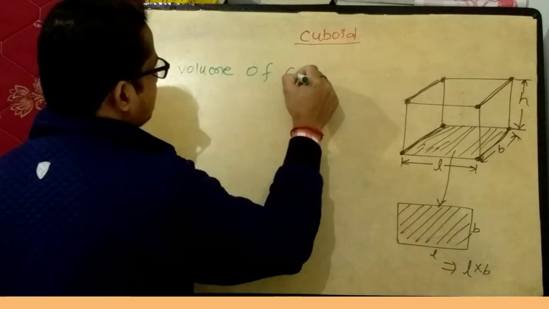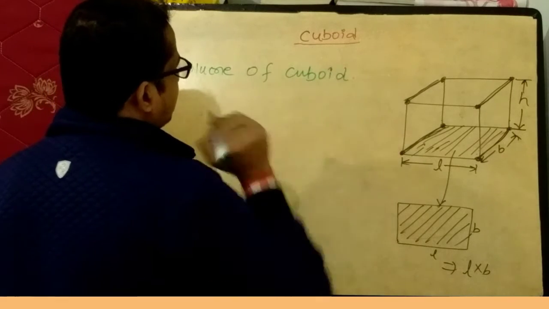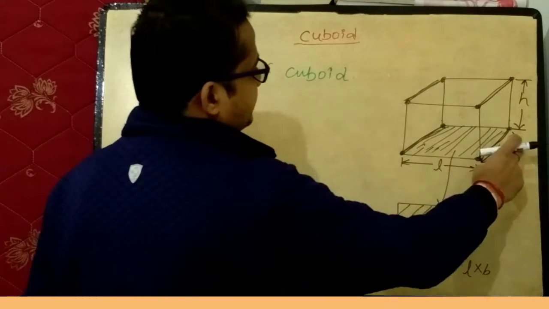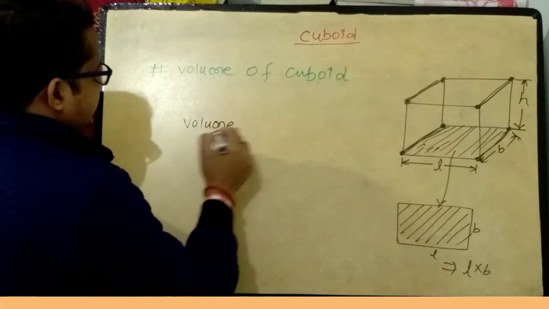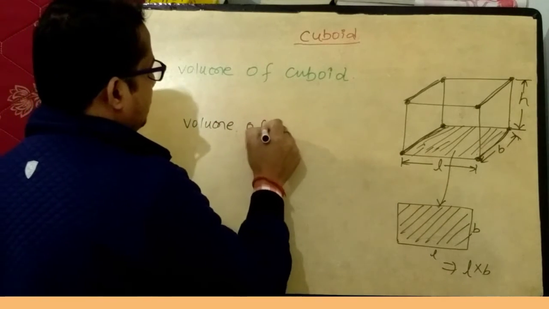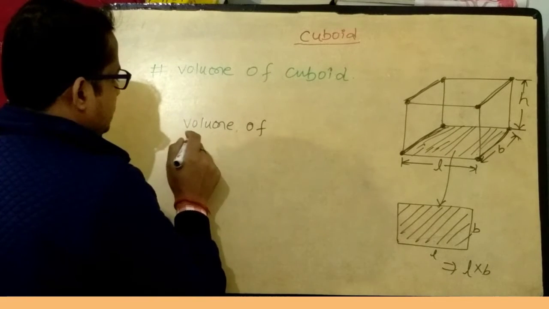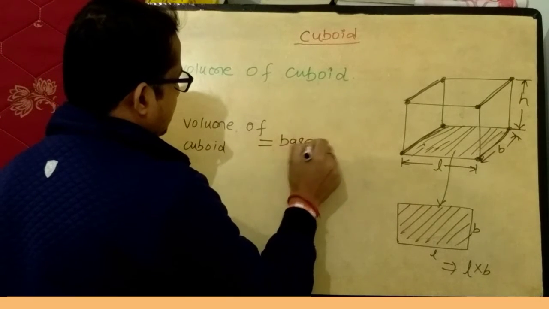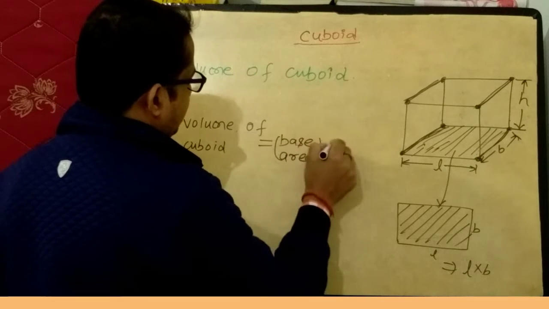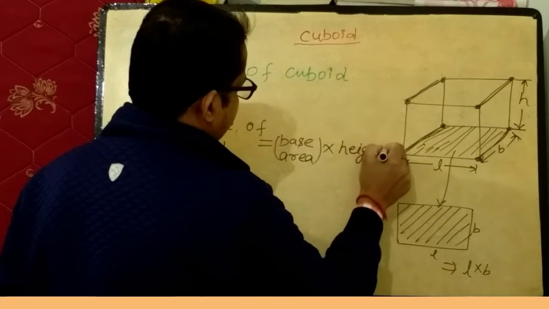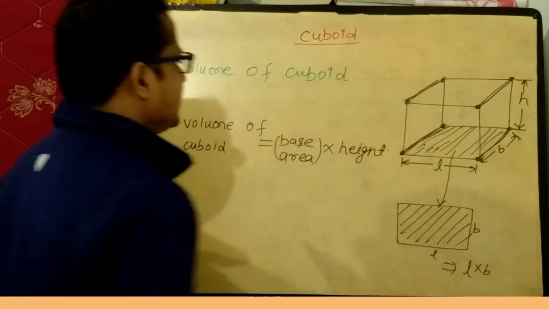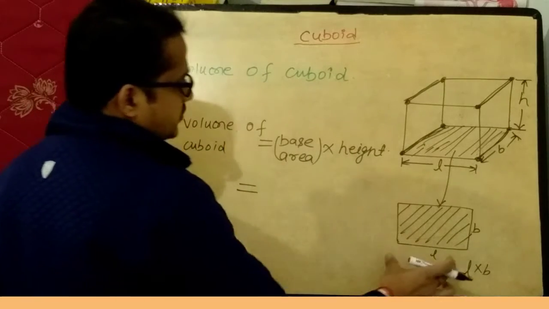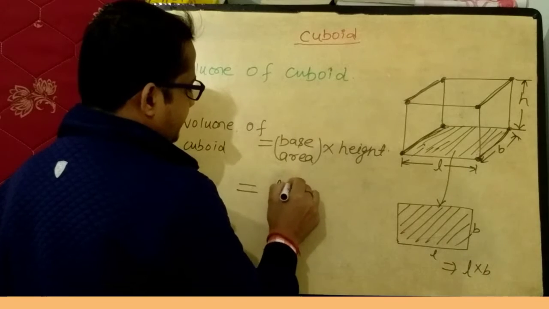Next topic is volume of cuboid. Let us consider this is length, this is breadth and this is height. In general way, we can say that volume of cuboid equals to base area multiplied by height, or we can also say thickness or depth. So what is base area? Base is in form of rectangle, so its area is L multiplied by B.